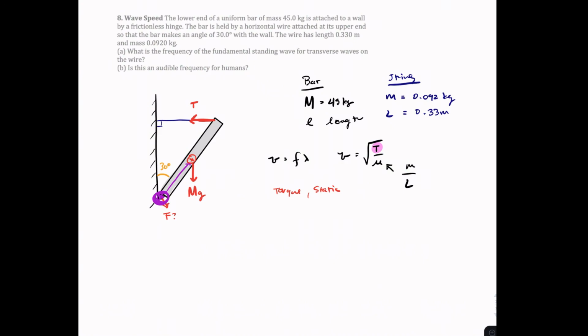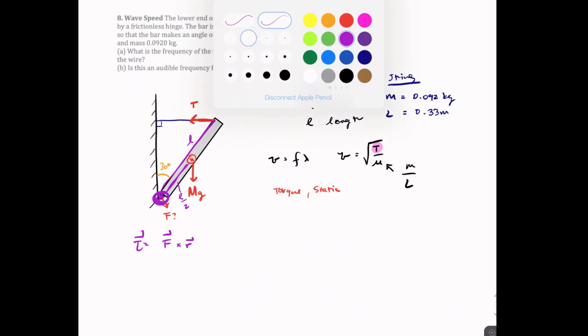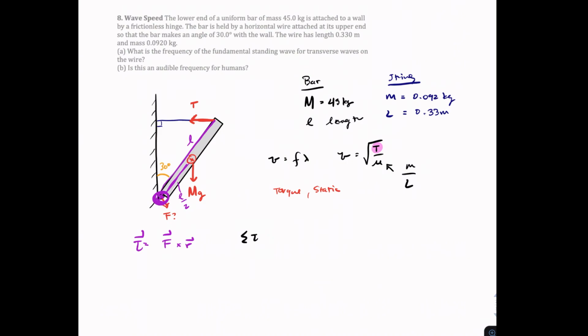So we have this vector, right? That's going to be, well, this length and then this length. So this is L and this is L over 2. Because remember, torque is equal to F cross r, where r is the distance from your pivot point. So when we sum up our torques, we know they're going to have to be equal to 0.